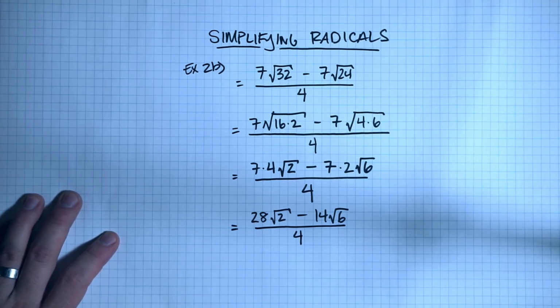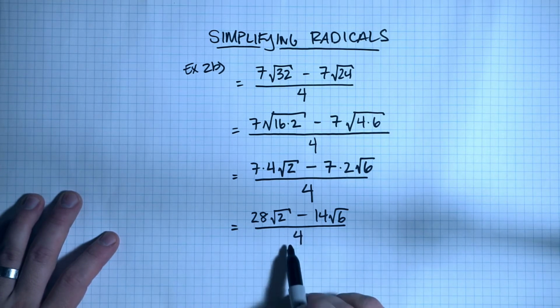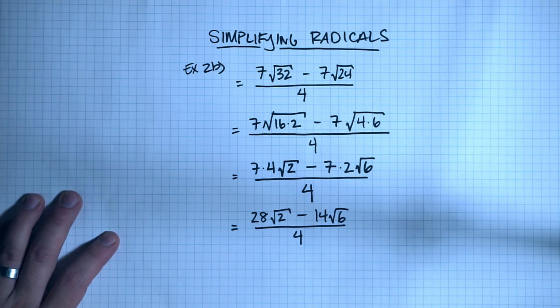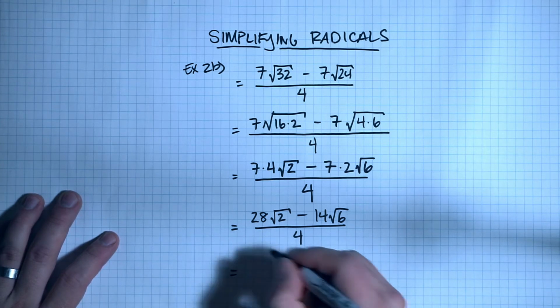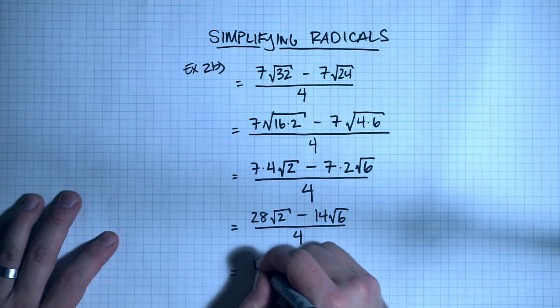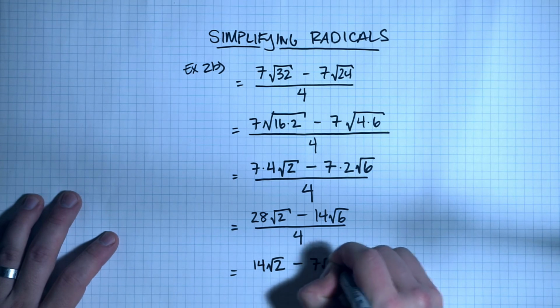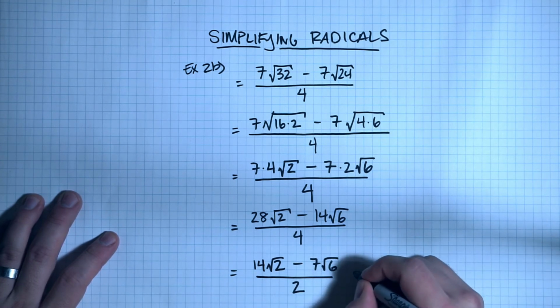And is that fully simplified? Well, if I think of this as a fraction, 28 over 4 and 14 over 4, is there a way to simplify these fractions any more? Yeah, all three of these terms have a common factor of 2. So I can divide them all by 2 in order to reduce the fraction, in which case I get 14 root 2 minus 7 root 6 all over 2. And that is my final answer.